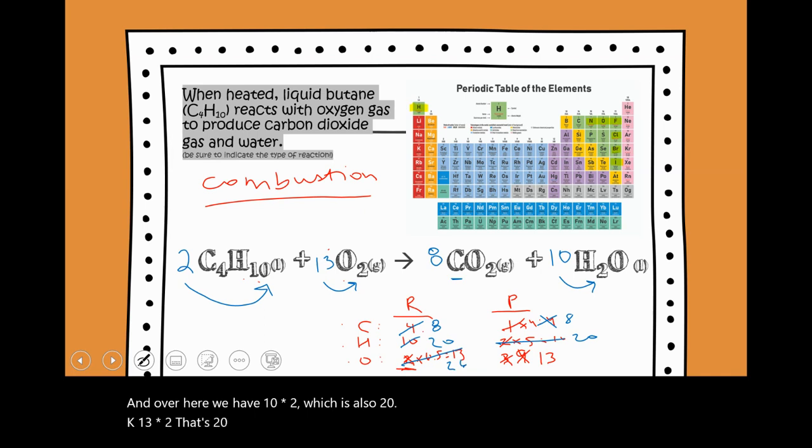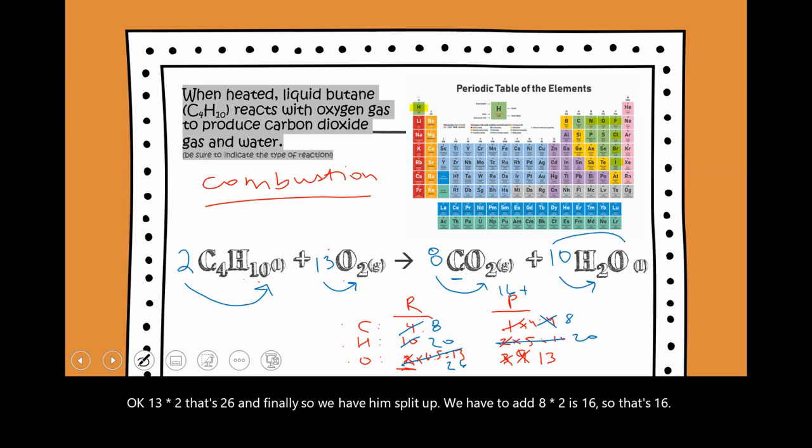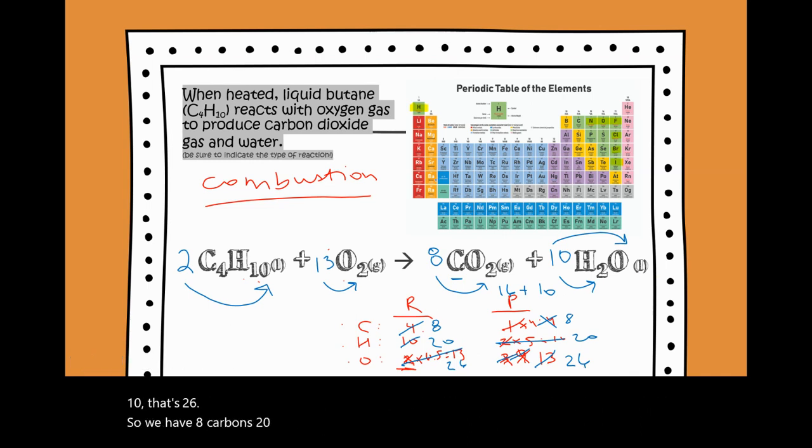And finally, so we have them split up, we have to add 8 times 2, which is 16. So that's 16 plus 10. That's 26. So we have 8 carbons, 20 hydrogens, and 26 oxygens on each side of the equation. And that is how you would balance a combustion reaction.